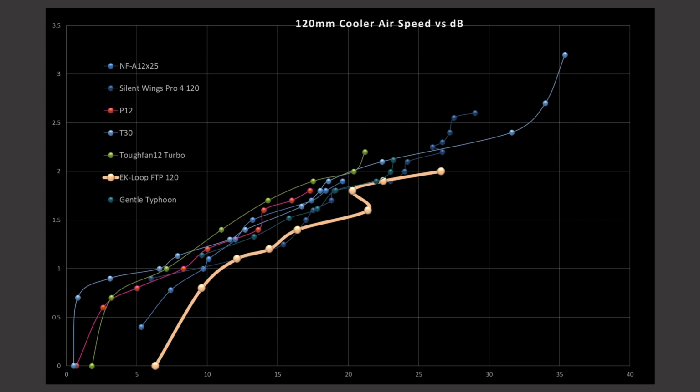Next up is cooler airspeed versus decibels, so how noisy it is for that amount of performance. And right here is the EK loop. You see that it starts off really quite poorly, and then it catches up to, what's this one, I think that's the Silent 4 Pro. Then it loses ground, jumps up, and averages out okay. So it's not as good as I was expecting it to be, based on its blade design overall. I think the fan looks excellent.